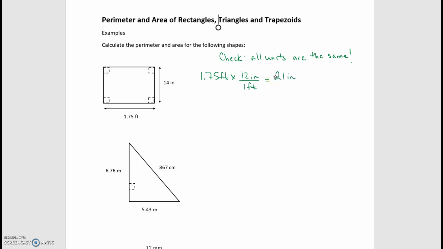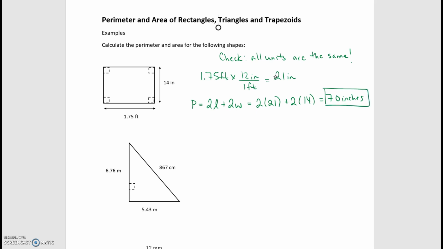21 inches. So I'll calculate the perimeter, and I notice on my geometry formula sheet, and I hope you have one as well in front of you, that the perimeter of a rectangle is 2 length plus 2 width. So we'll substitute in 2 times 21 plus 2 times 14 to get a final perimeter of 70 inches.